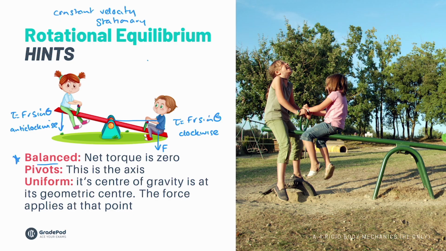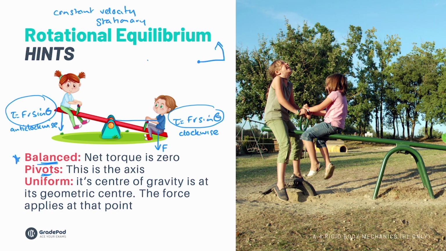If this system is balanced, then this torque equals this torque. So you're looking for the word balanced, because then you can make up an equation of the anti-clockwise torques equaling the clockwise torques. Another hint you're looking for is the word pivot or pivots. That tells you there's an axis. And if there's an axis, there's rotational motion. So you're looking for the words balanced, pivot.